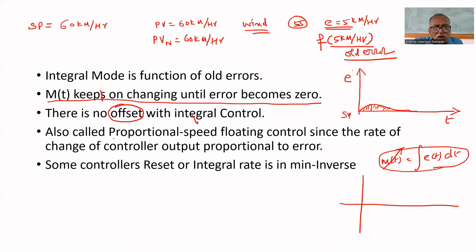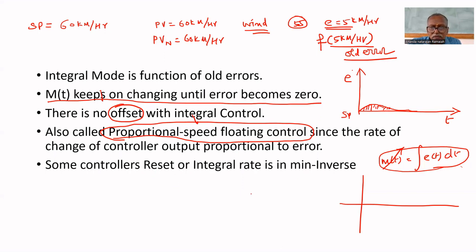Integral control can also be called proportional speed floating control, since the rate of change of controller output is proportional to error. If the error is large, the controller output will change quickly. The speed at which the controller output increases is proportional to error. That's why it may also be called proportional speed floating control.